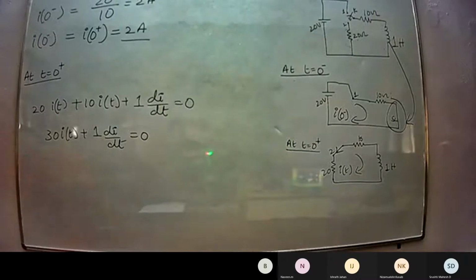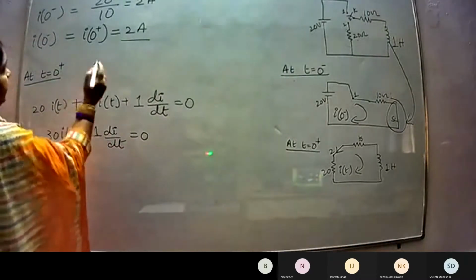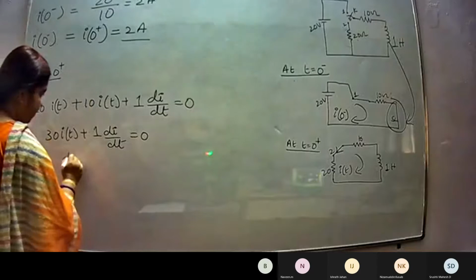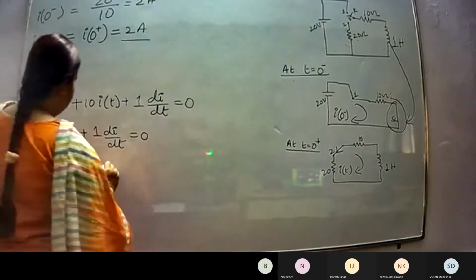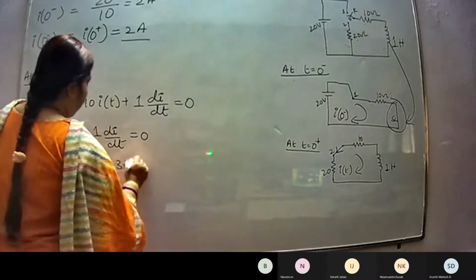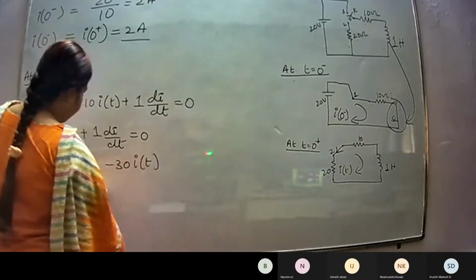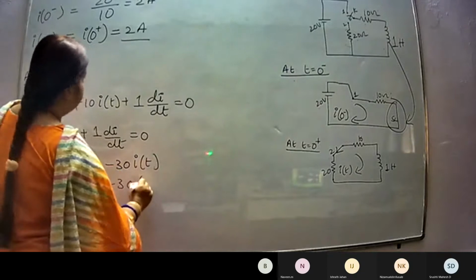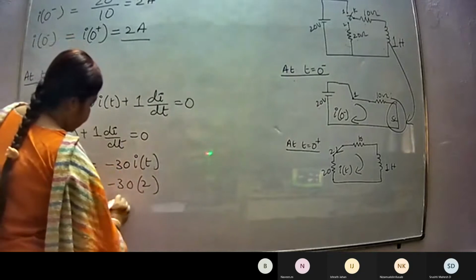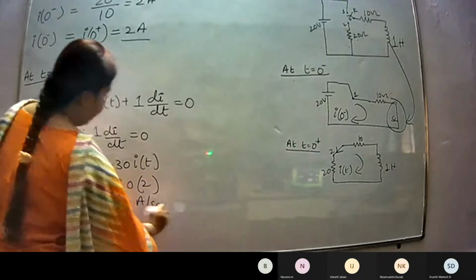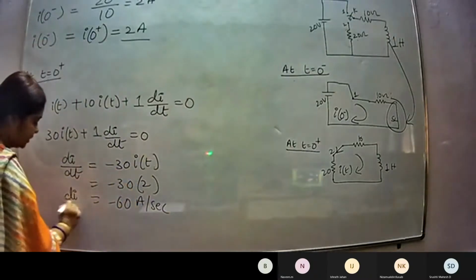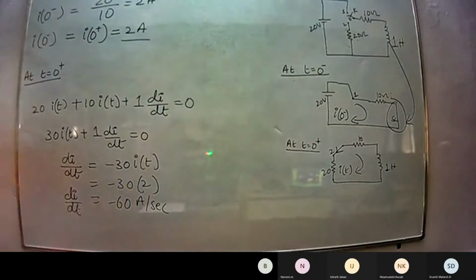So di by dt is what? Just send I of t to the RHS. Di by dt is equal to minus 30 into I of t. It is nothing but minus 30 into 2. It is 60 amperes per second. This is one derivative, that is di by dt. So di by dt is equal to minus 60 ampere per second.